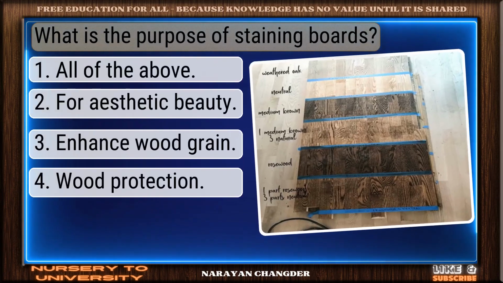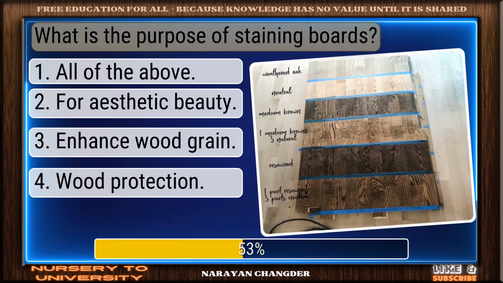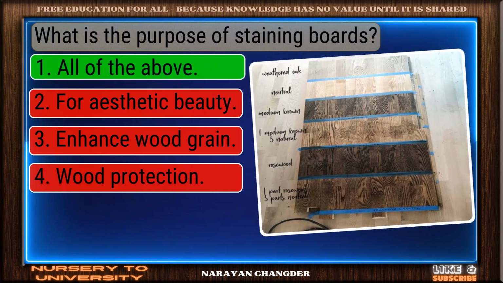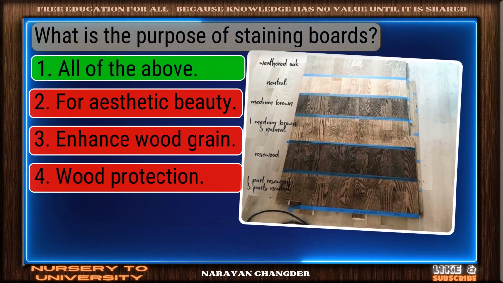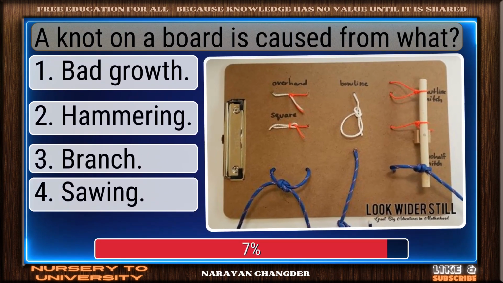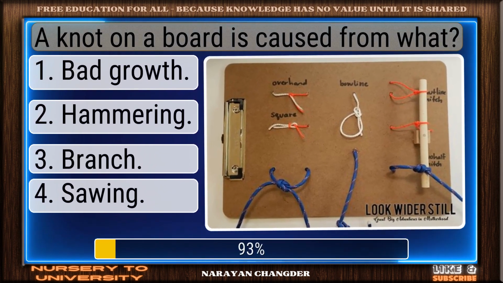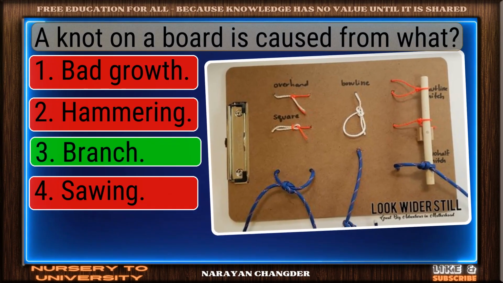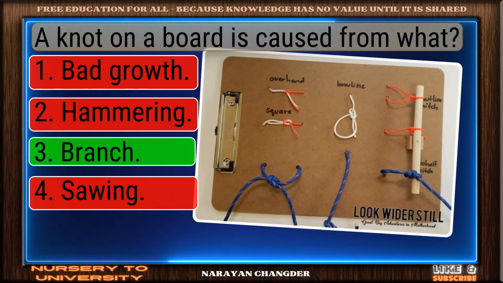What is the purpose of staining boards? Smart pick. All of the above is the correct choice. A knot on a board is caused from what? Excellent choice. Branch is the right answer.